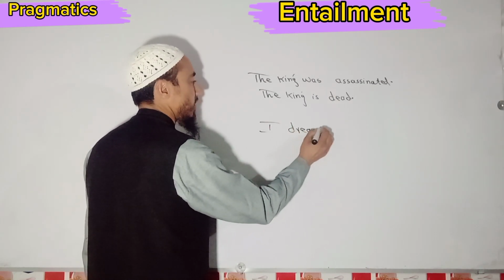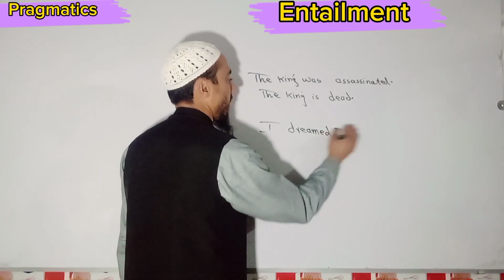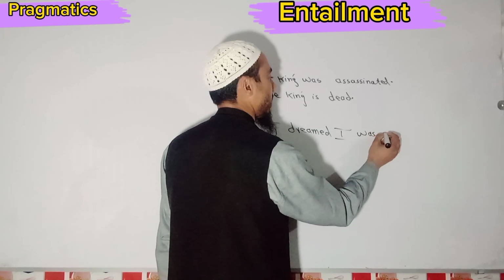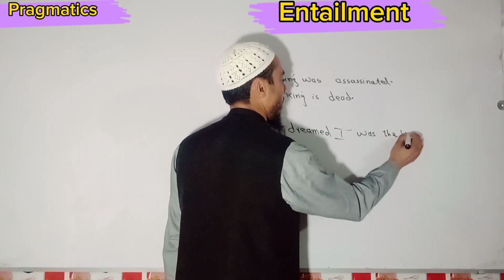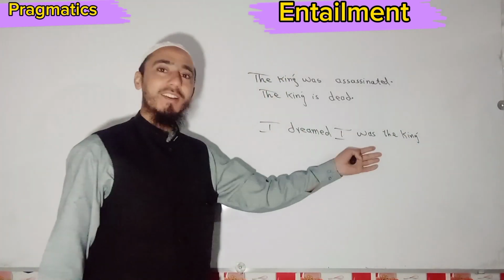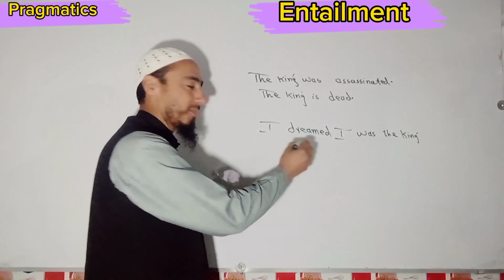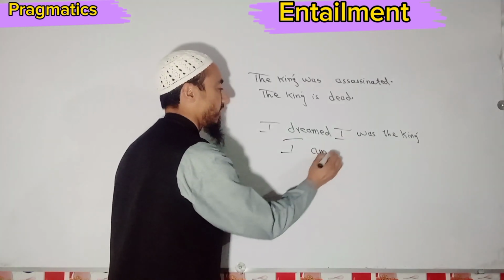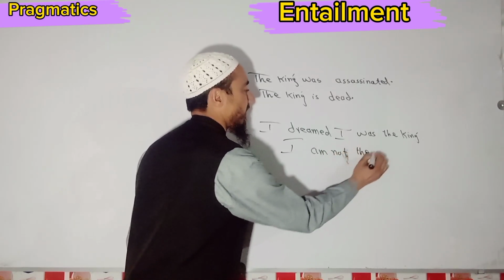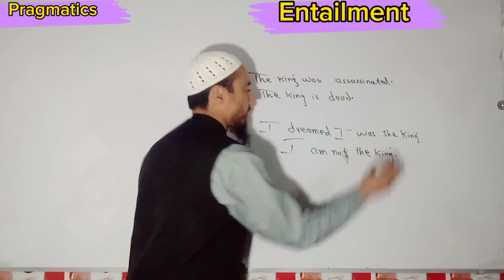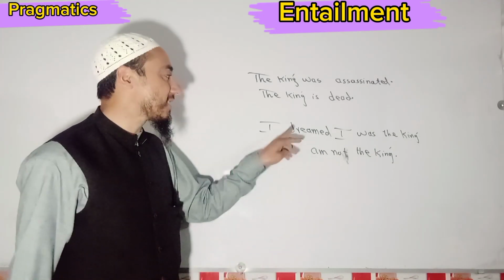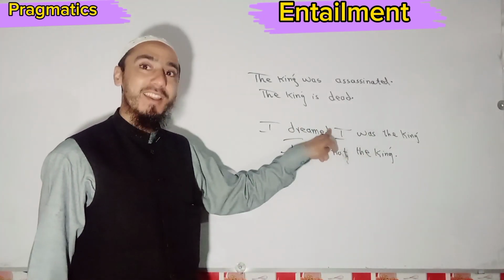I dreamed I was the king. So, I dreamed I was a king. It means, what is the presupposition of it? I am not the king. So you see, this is presupposition. Presupposition can be true or false. Here, I dream I was the king, but I am not the king.